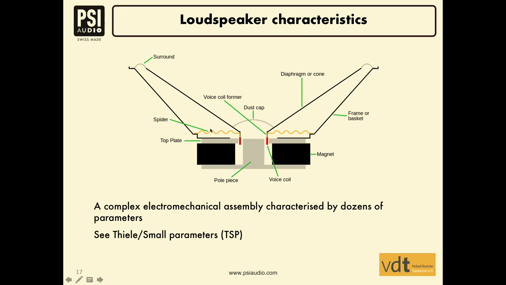So it's not easy. All the parameters can be described in what we call Thiele-Small parameters, TSP. But the resonance frequency of the device, the mobile mass itself, that you can see here.